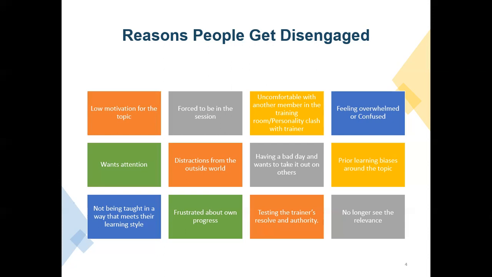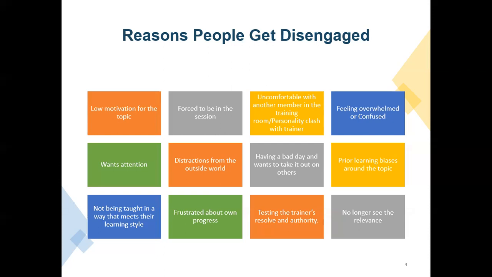Okay, next reason people could get disengaged is frustration over their own progress. All right, that could definitely create feelings of anxiety or unpleasantness, and from that, people could check out of the program, may not want to come to the next session. Okay, may even feel some animosity or frustration, negativity towards the trainer, the program, the RTO, whatever it might be.